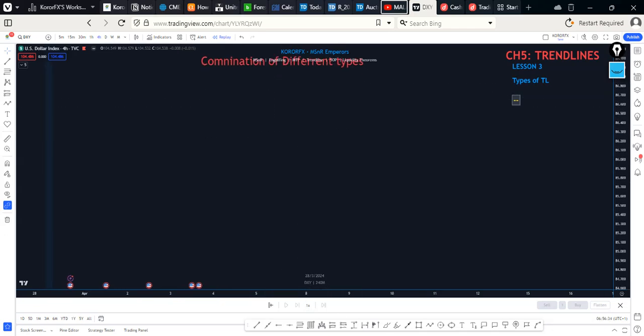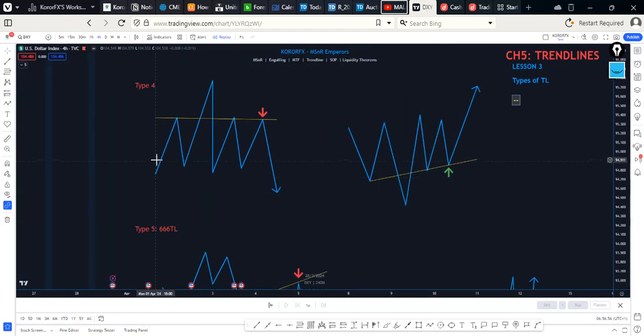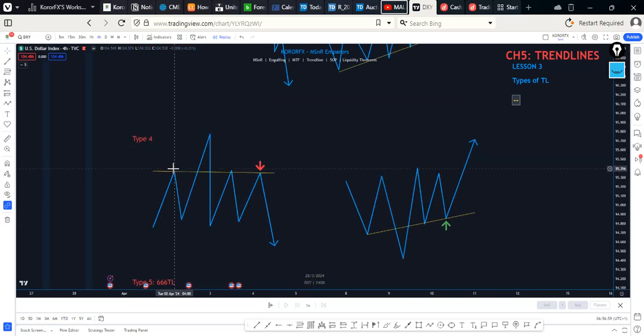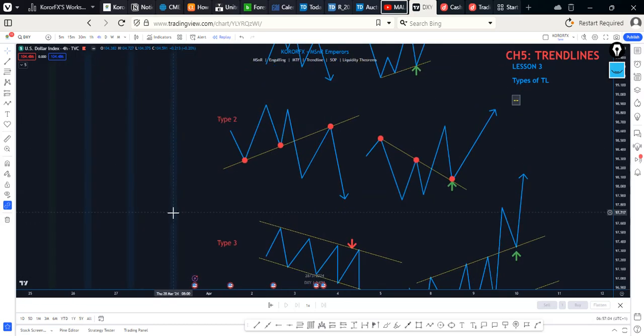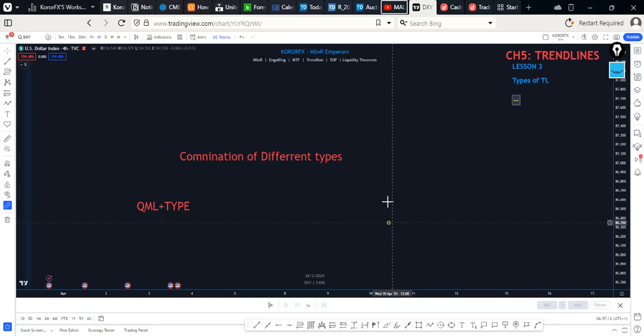For example, the QML plus type 2. So what is type 2? We know what the QML trend line is, right? This is QML, this is QML, this QML. We know what the QML is, and we can also add type 2, which is this one, type 2. How do they sometimes combine? How do they meet each other? Let me show you. All right, it's so simple.